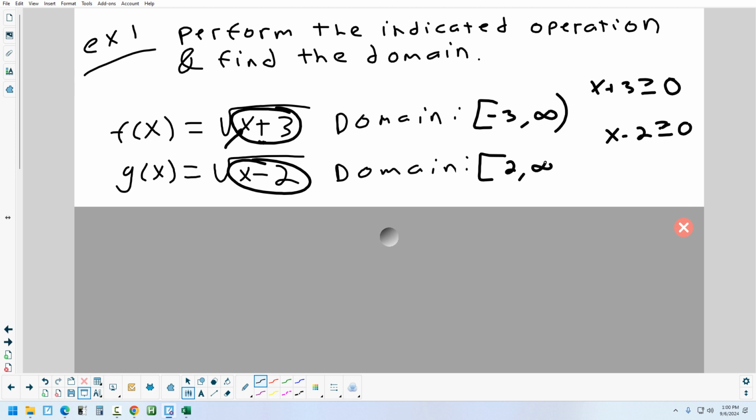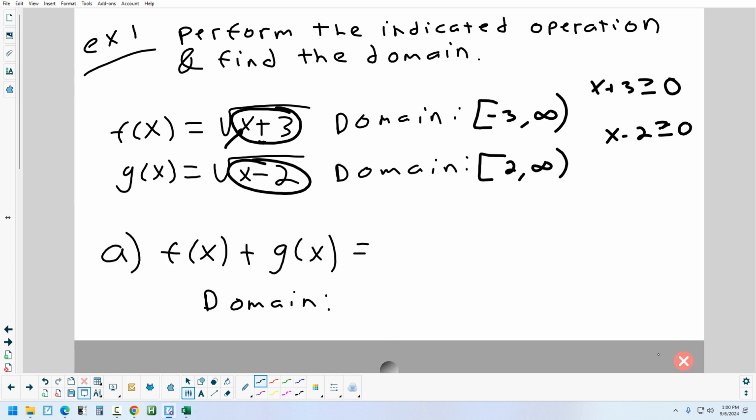I forgot, what's the rule with the brackets and the parentheses? I remember they were important, so I forgot what. So the bracket means you can include the number. The parenthesis means you cannot. But it's perfectly fine to include 2 because you can take the square root of 0. I think people mix up square root of 0 and dividing by 0. Square root of 0 is fine. Dividing by 0 is not.